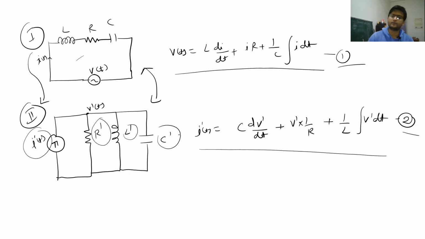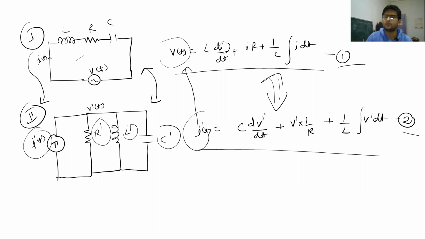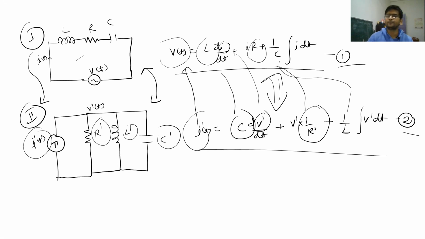So just by seeing initially, if you ignore that this is V or this is I, can you see that both these equations look exactly the same? So if you have to convert circuit 1 into its dual circuit 2, in circuit 2 you have to replace VT with IT, whatever the value of VT. So VT is converted into IT, and I is converted into V dash, right? Similarly L is converted into C, R is converted into 1 upon R dash, and similarly C will be converted to L here, right?